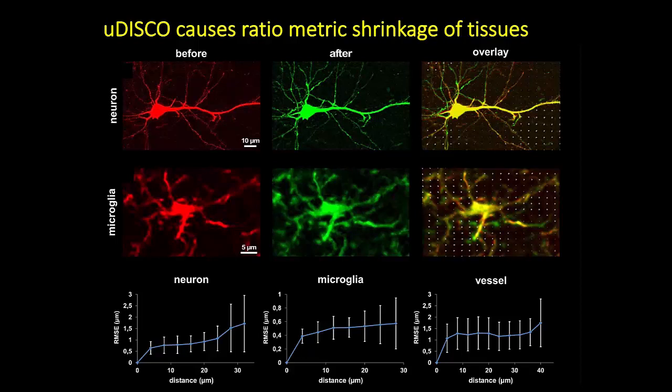If we look into individual cells before and after clearing, that is also preserved. Here is the neuron before clearing, and here it is after uDISCO clearing. When we enlarge this and put it on top of the before, it perfectly matches. And the same for microglia and vessels. There is really significant overlap. The shift is in the order of sub-micrometers or a few micrometers, compared to 50 to 100 micrometers of tissue. So there is a change in the order of less than 5%, if any.